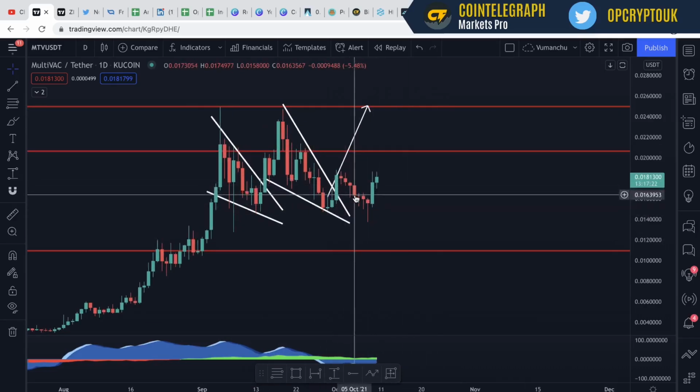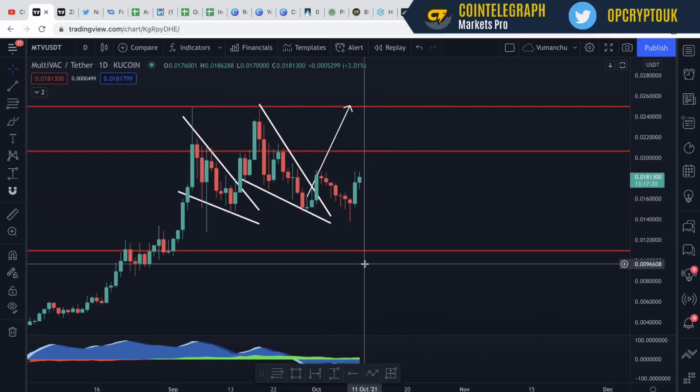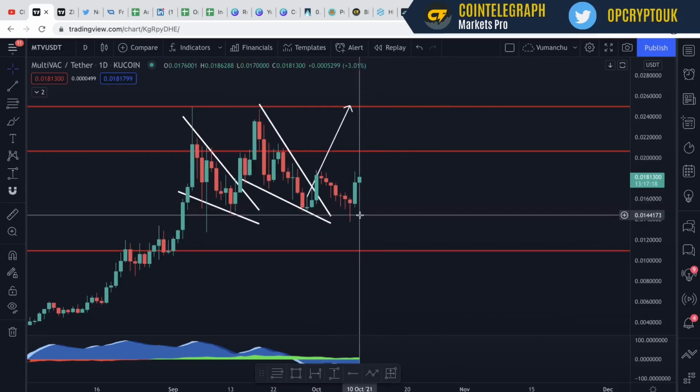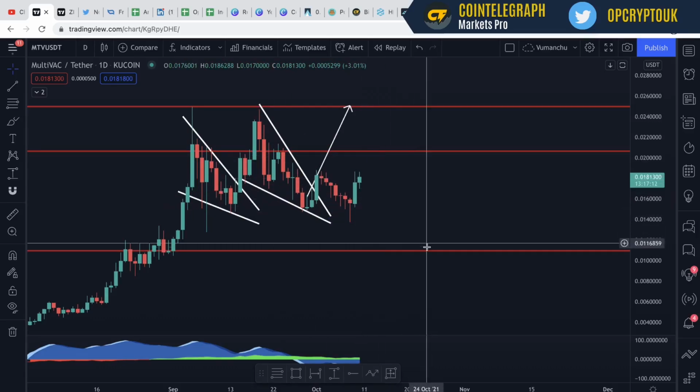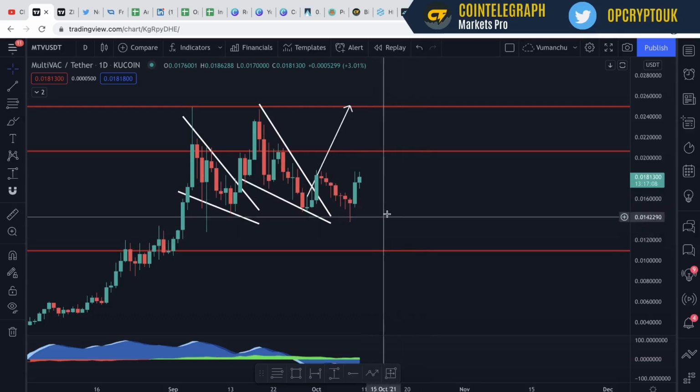We had 8 red daily candles in a row. People seem to think it was over, and then bang, look at that. A great daily candle that formed yesterday. And it is continuing today. We're currently at 1.8 cent. And things are looking a lot better than they have.